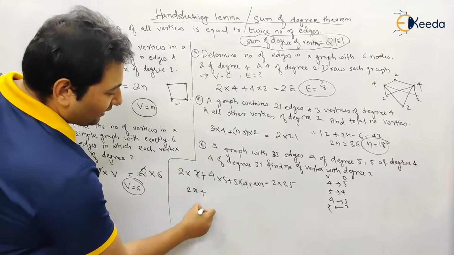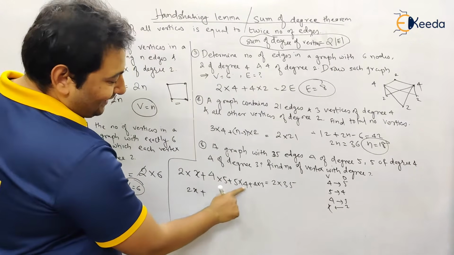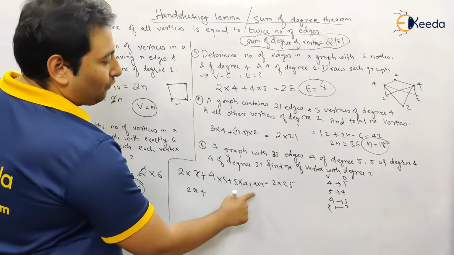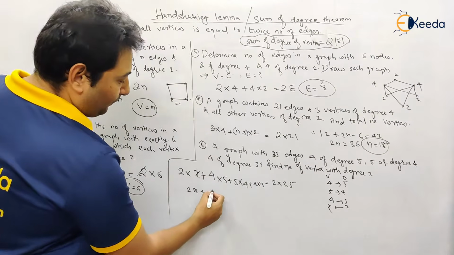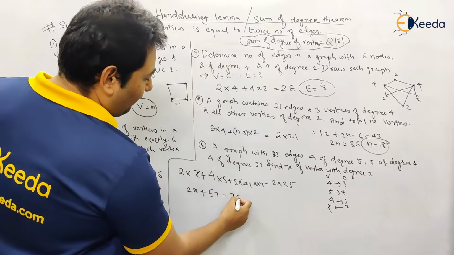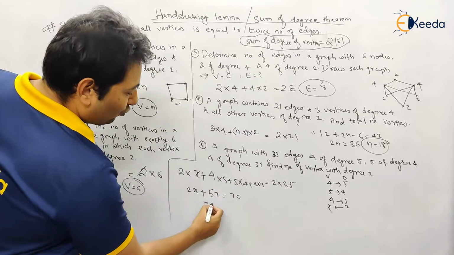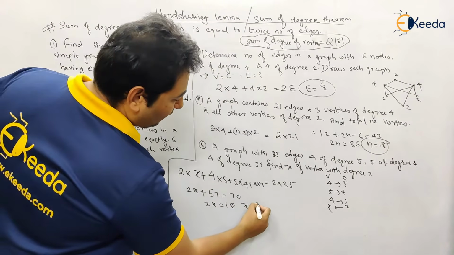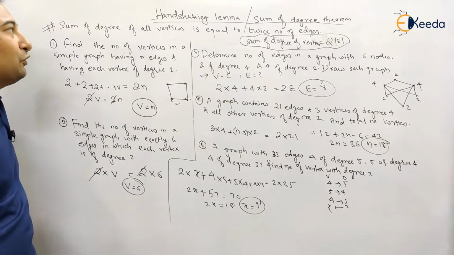So this is 2x plus, this is 20, this is 20. So this is 40, this is 52. This is 70. So 70 minus 52, that is 18. So 2x equal to 18, x will be 9. So that is my required result for this particular problem.